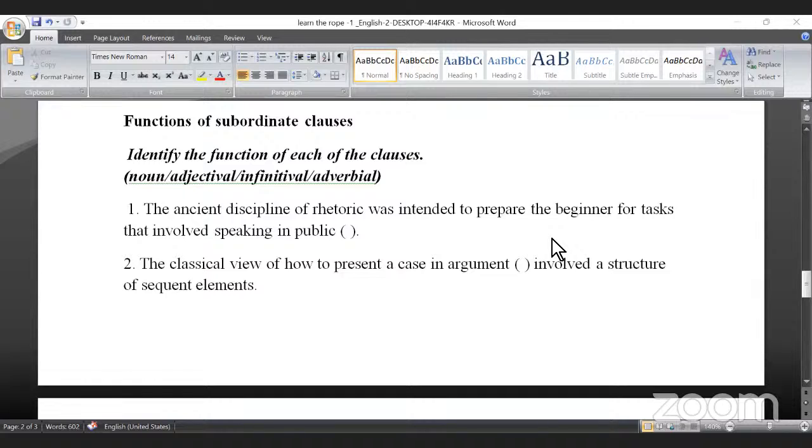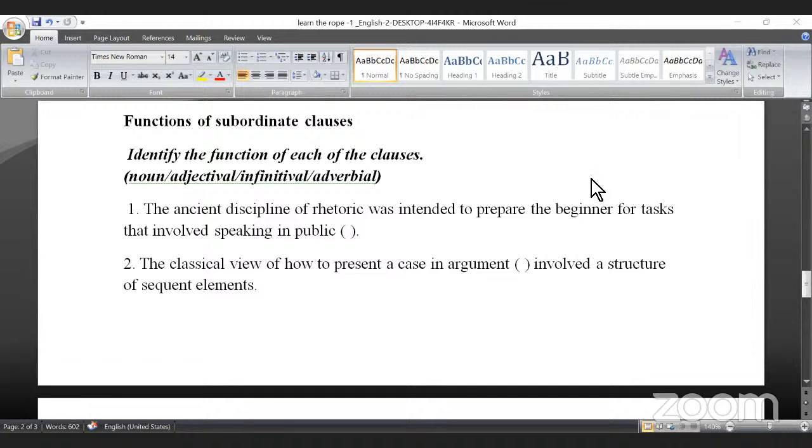Adjectival clause. Which part of this is the adjectival clause? That involves speaking in public. No, ma'am. Intended to prepare the beginner for task. I think this is subordinate. No, which part? It is close to the correct. That is correct. So that involves speaking in public is an example of adjectival clause, which talks about tasks, right? Somebody else was speaking about intended to prepare. Who was that? It's me, ma'am. Tanu. Yes, go ahead.